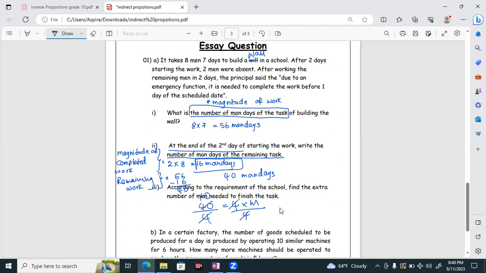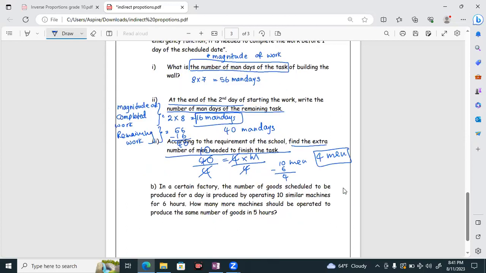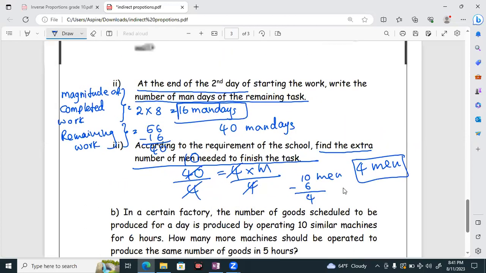10 men needed. But now we already have 6 men, because 8 men were there, but 2 were absent. Now 6 men remain. Then 10 subtract 6 is 4. Because you have to find the extra number of men, and now we already have 6 men, the extra number of men is equal to 4 men. We need 4 more men. Is this clear?